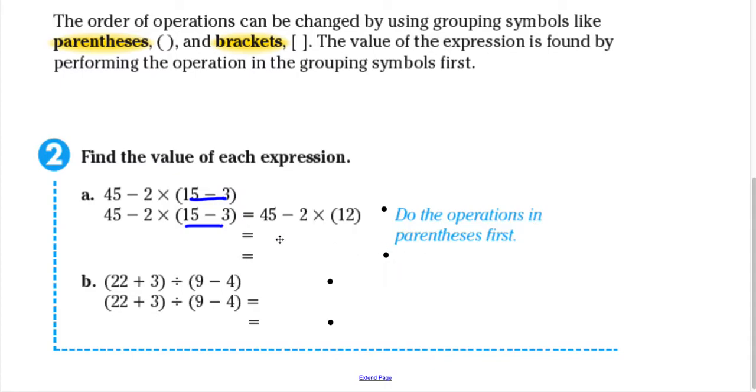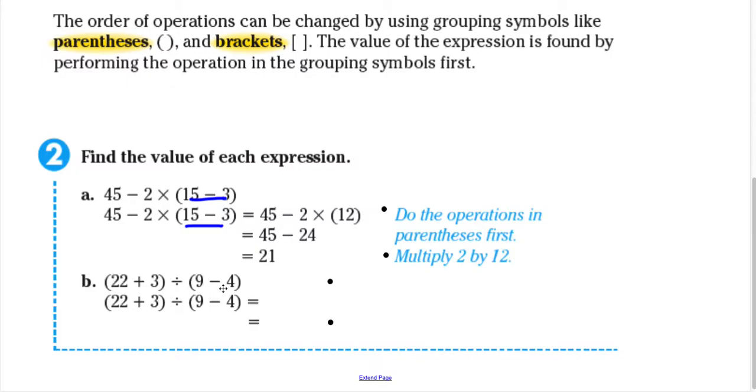Okay, and then follow the order of operations. So in this case, we need to multiply 2 times 12. That's 24, so this becomes 45 minus 24. And then we simply subtract 24 from 45, gives us 25. Or sorry, 21.